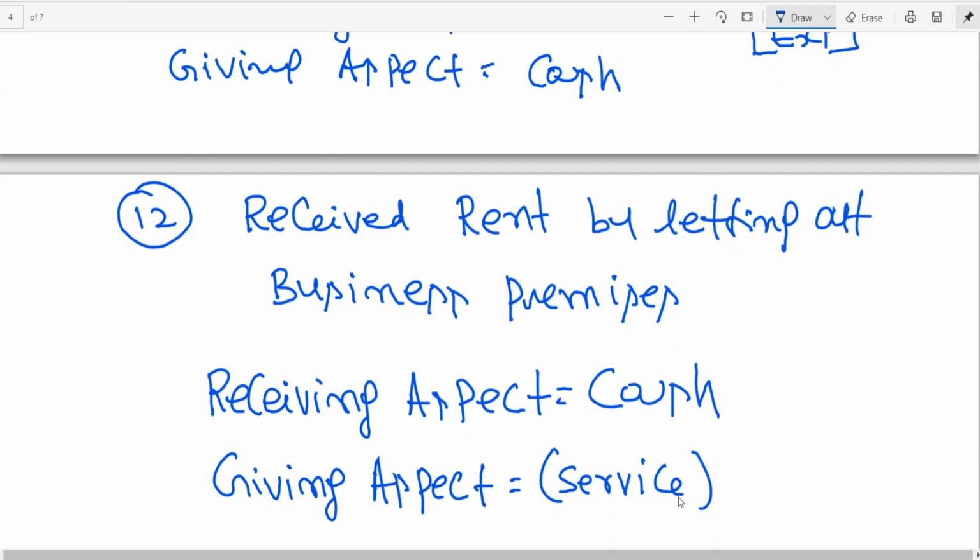What is service? I am giving my own premises to somebody. He doesn't have the premises. Is it not service? For providing that service, he is giving me rent. So giving aspect is service. What is the service? It can be financing. I can give them some money, and it can be in the form of interest. Or when I am letting out my portion, it is in the form of rent. So the name of the income, rent, is called income. How are you providing service? Letting out property. Since you are providing some service, it is called income, and that income is in the form of rent.